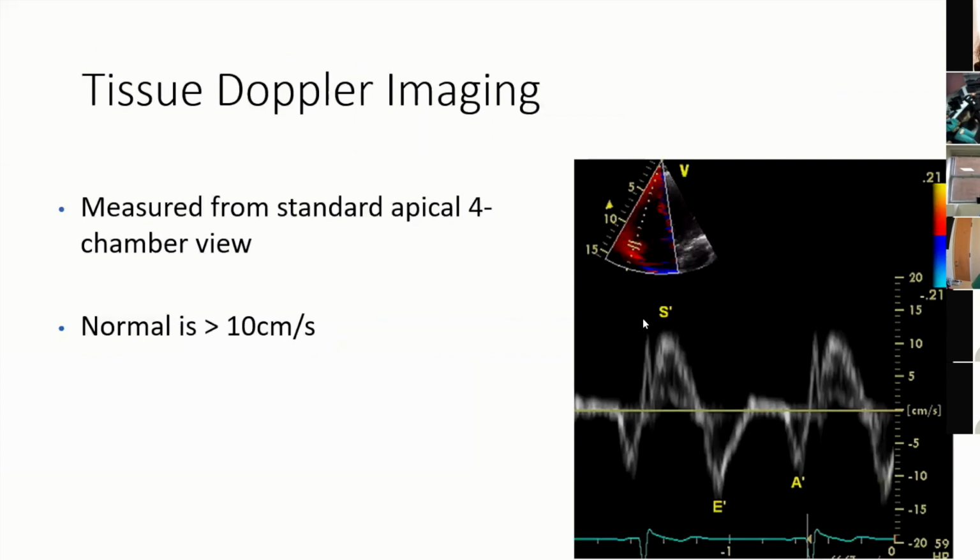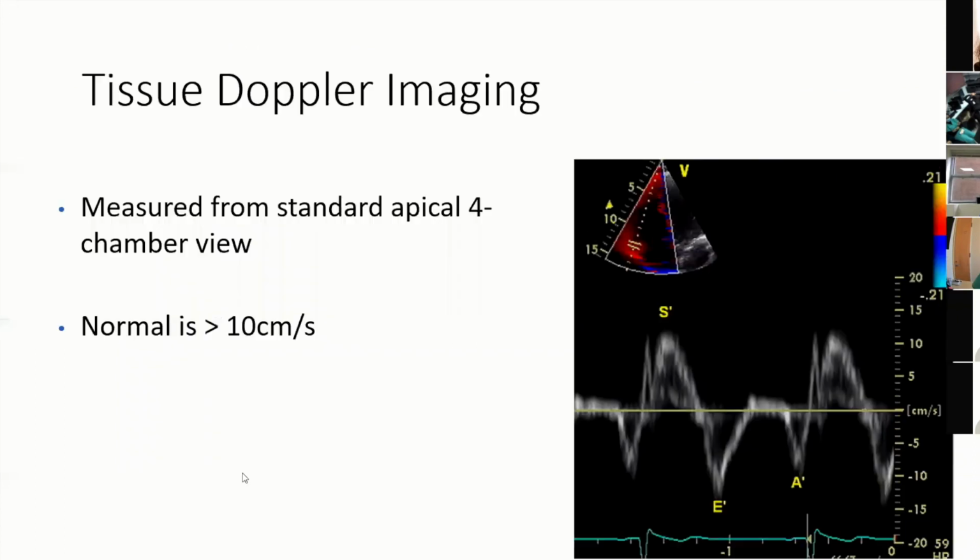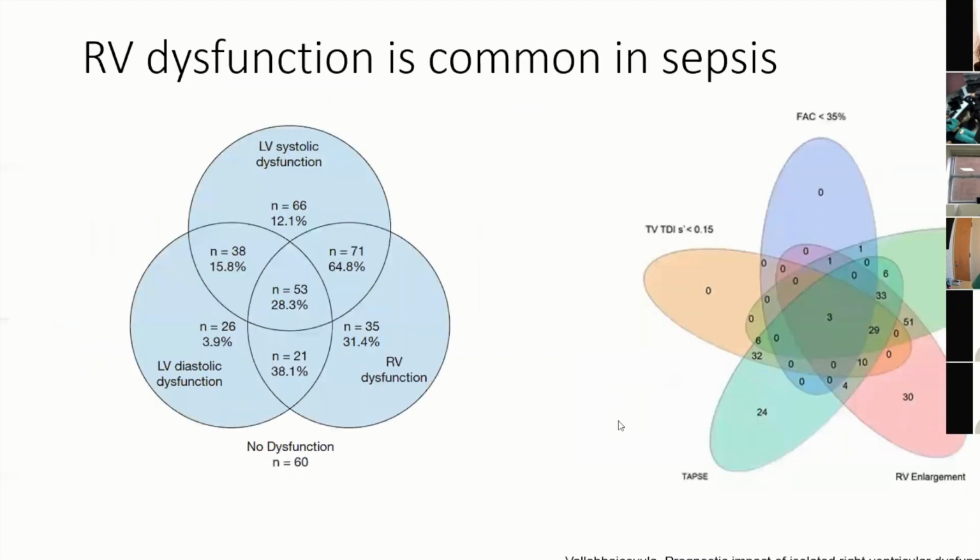We can look at that and say, well, how much systolic excursion is occurring? How quickly is the annulus moving up? While TAPSE was looking at how much it moved, S prime is looking at how quickly it moves. All right, so at least you have some idea now of what these markers are that we're talking about.